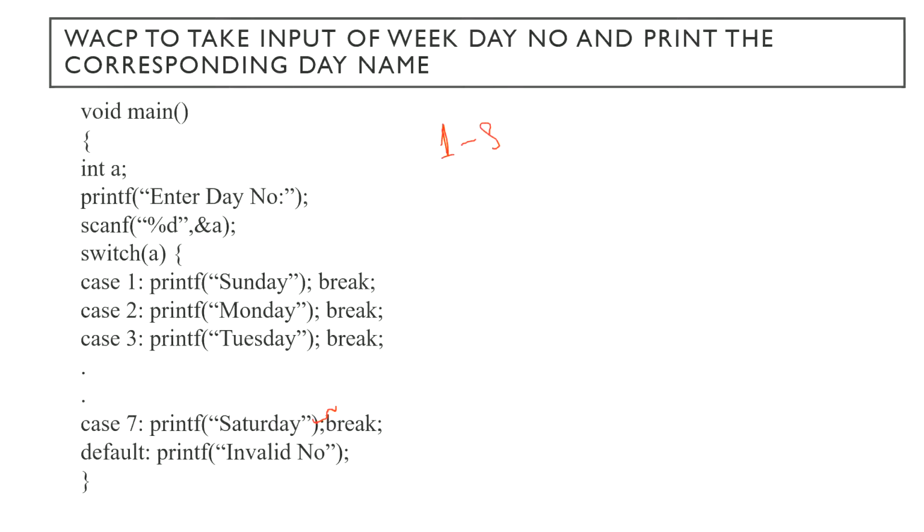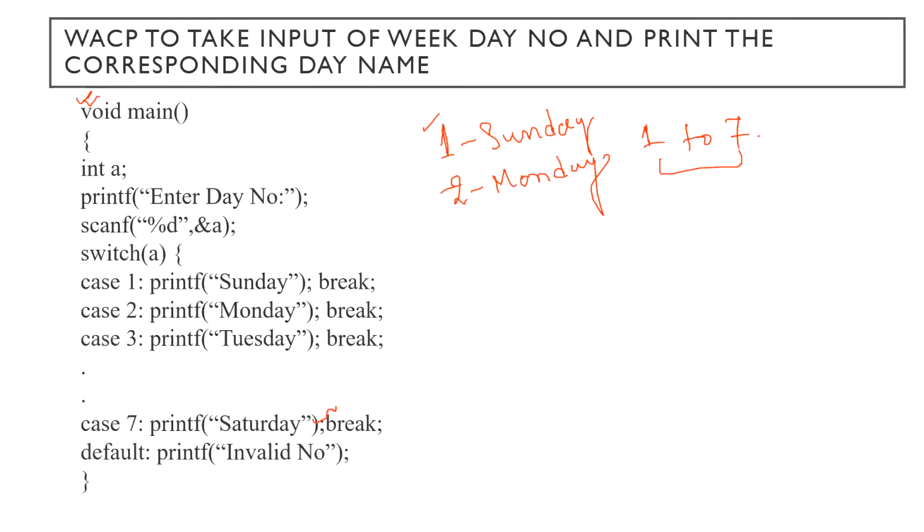Okay, 1 for say Sunday. Okay, 1 for Sunday. Say 2 for Monday. Like this we need to take. So what we will take? We will take these numbers 1 to 7. Our inputs are 1 to 7. Okay, 1 to 7 we can take any values, and accordingly we will print whether it is Monday, Tuesday or Friday.